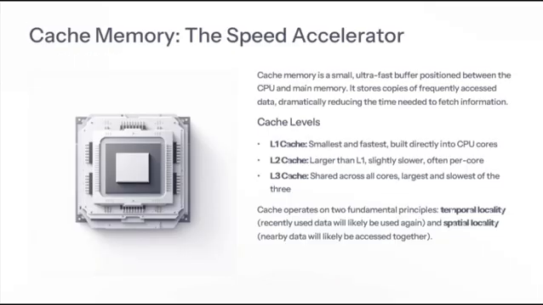The next slide is cache memory, the speed accelerator. The cache memory is the bridge between the CPU and the main memory. It stores frequently accessed data, so the CPU does not waste time fetching it repeatedly. We have three levels: L1, L2, and L3 cache. L1 is the fastest and smallest. It is built directly into the CPU core. The cache works on two ideas: temporal locality and spatial locality. Temporal locality means recently used data is reused soon. Spatial locality means nearby data is likely to be used next.